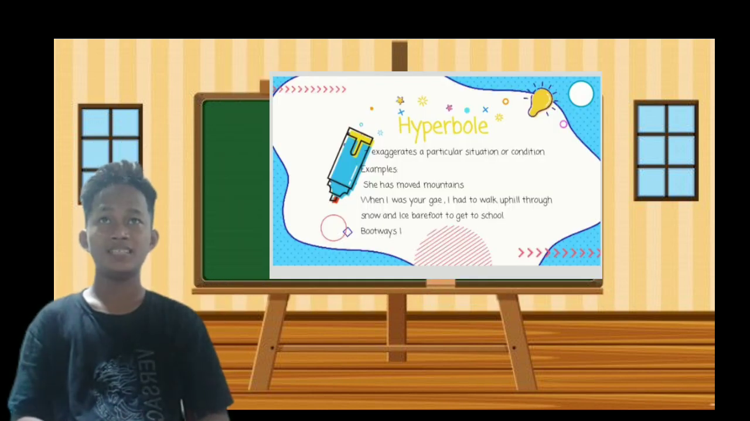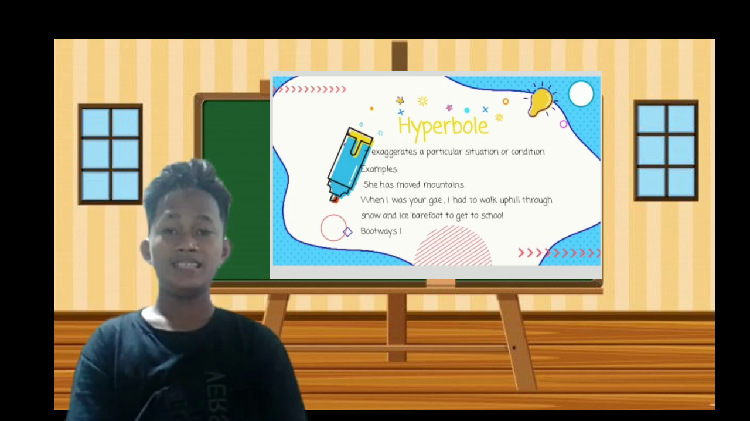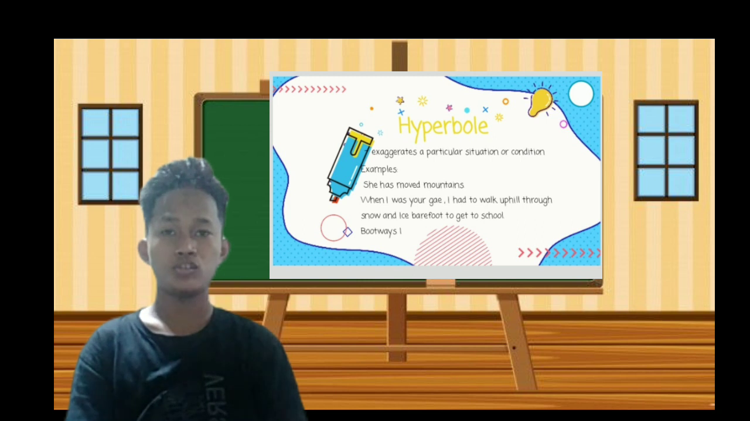Hyperbole exaggerates a particular situation or condition. Sentences that use hyperbole are called hyperbolic statements. The example of hyperbole goes like this. He is big like a cow. He jumped like a rocket. So those are the examples of hyperbole.